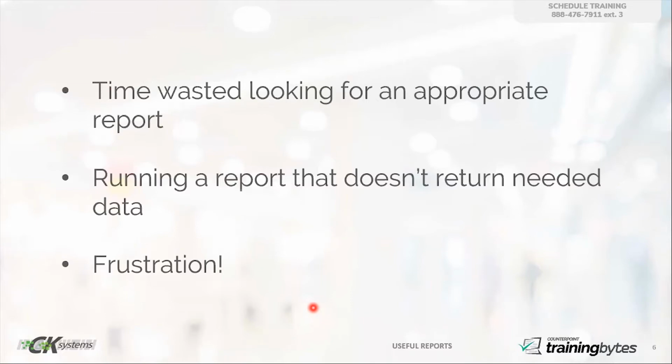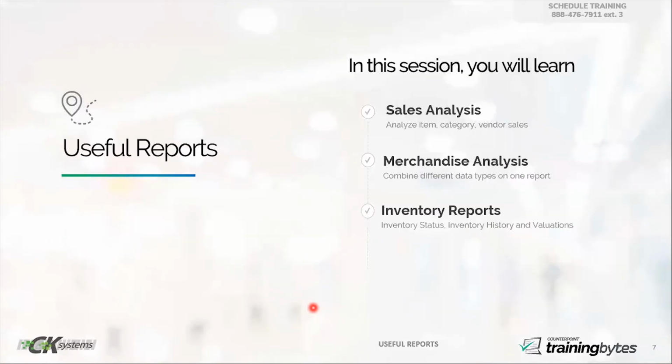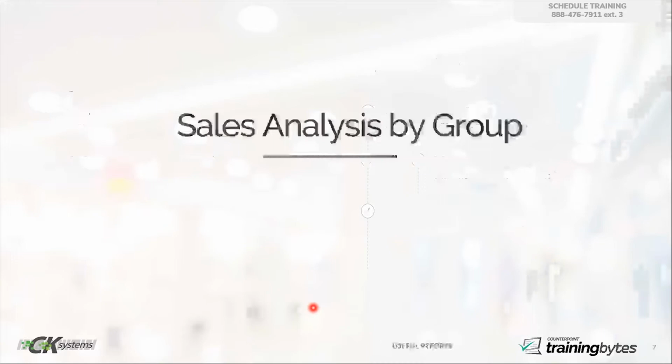reports to see what data is returned, only to find out that's not really what you needed. And it can be so frustrating. So today I'm going to talk about sales analysis, merchandise analysis. These are my favorite go-to reports. I find that either of these two reports will answer 90% of my reporting needs. Outside of that, there are some merchandise reports that are pretty helpful: inventory status, inventory history, and a couple of valuation reports. And we'll go over and talk about all of those reports today.